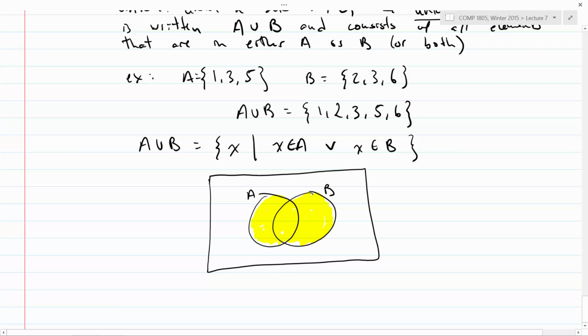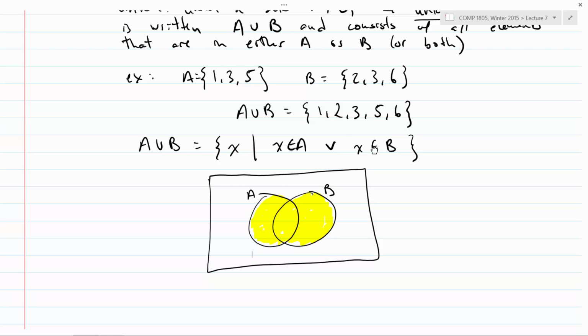Right? So it's everything in A and everything in B. It's not too important to understand Venn diagrams yet. I just want to introduce them here so when we do them later, you've seen them before, even if you're not sure about how they work.